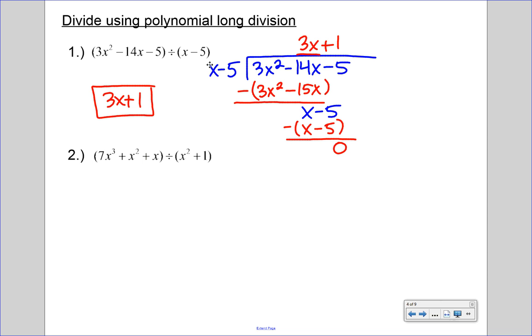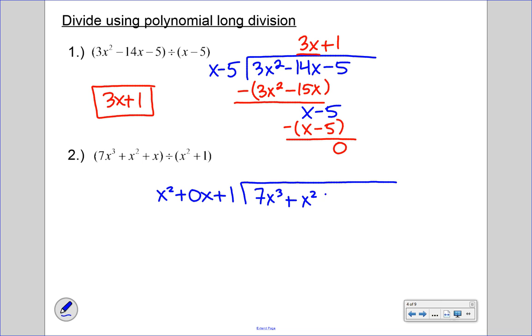Our next one, we're dividing by x squared plus 1. That is in standard form, but we're missing an x term. So what we're going to do is start with x squared, but we're going to say plus 0x for a placeholder plus 1. Then we go to the next one, and we have 7x cubed plus x squared plus x. But we don't have a constant, so we're just going to put plus 0 as a placeholder for the constant. Since we're dividing by a trinomial, which is 3 terms, we start above the third term.